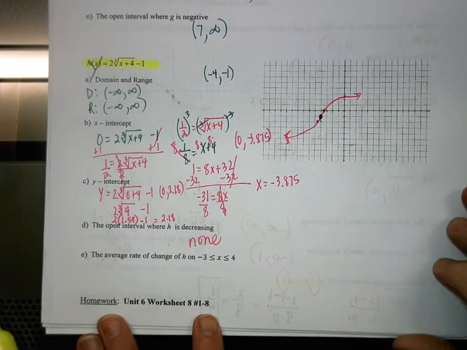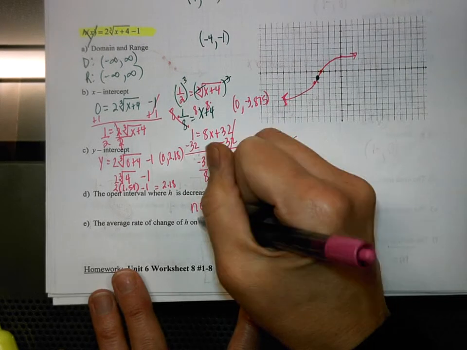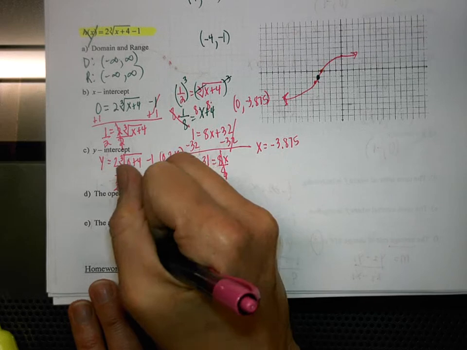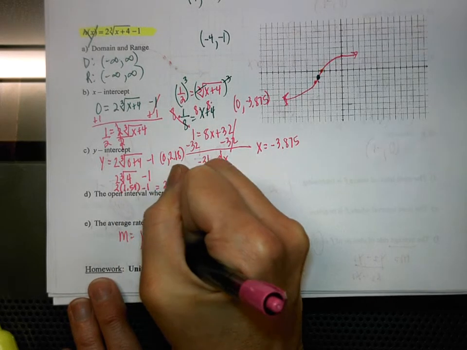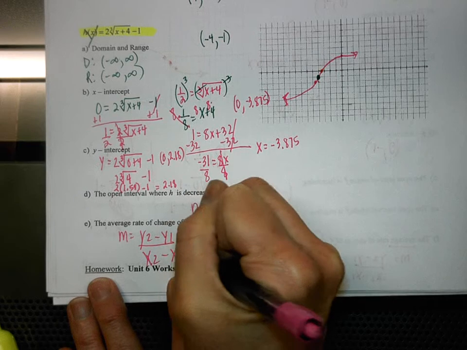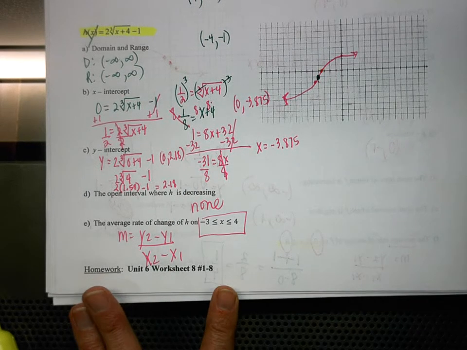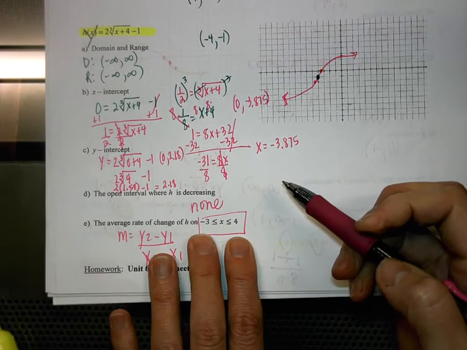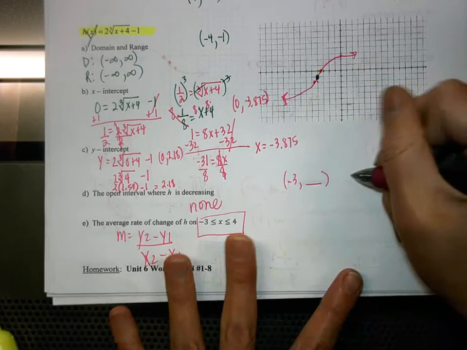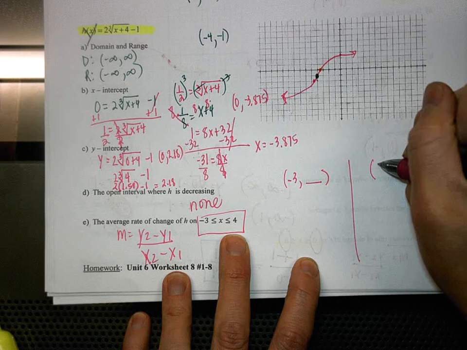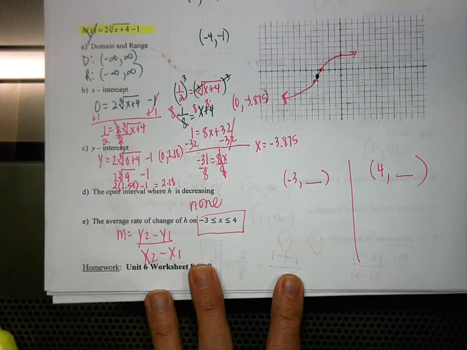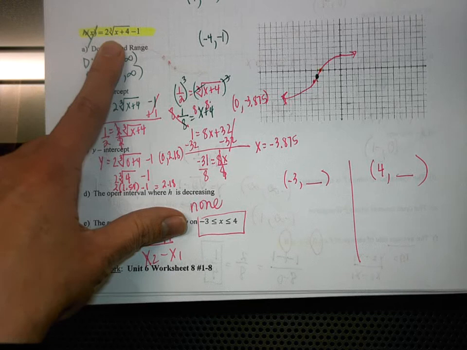Okay, average rate of change. Again, we know for average rate of change, we need to find the slope. We know our slope formula is y2 minus y1 over x2 minus x1. We need to have 2 ordered pairs. Right now, I only have 2 x values. My x value is -3, and we need to find the y value. My x value is 4, and we need to find the y value. We're going to plug that information in up here.